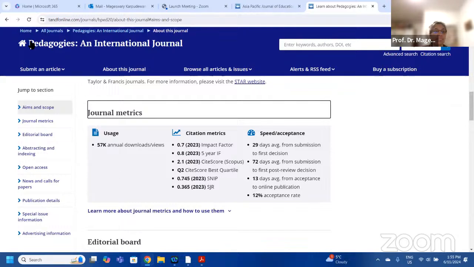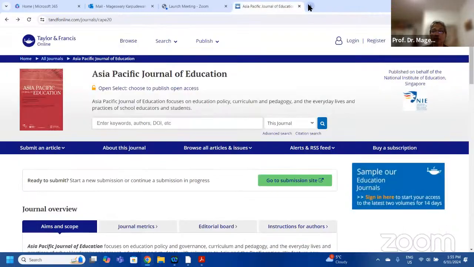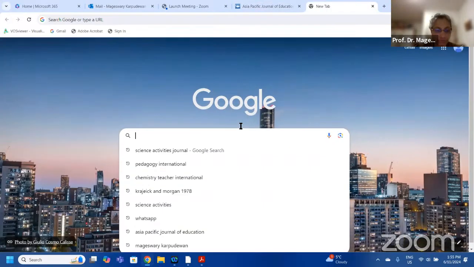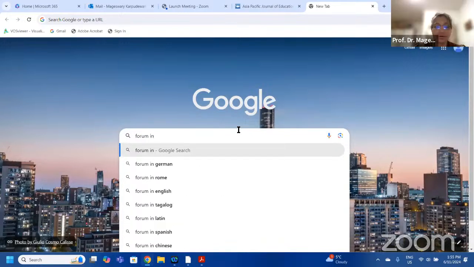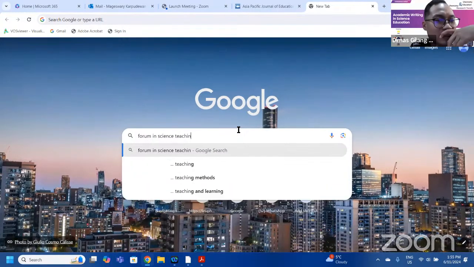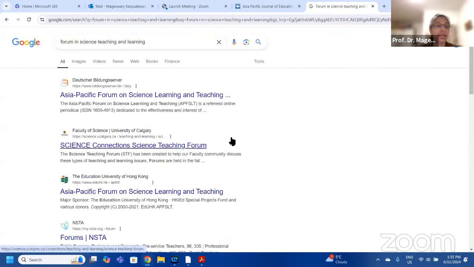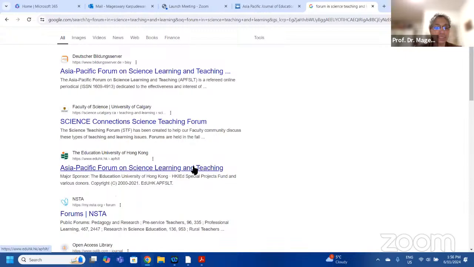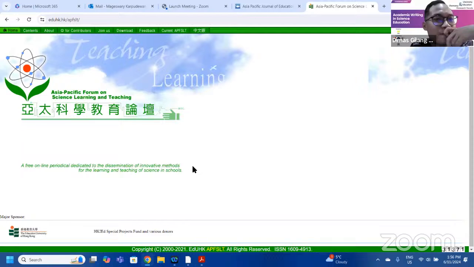There is also another journal. This is also quite a good journal, but it takes very long. Hong Kong, I'm not sure whether you know this or not. Science Education Forum from Hong Kong, on teaching and learning. This one is also okay. No payment, nothing. But the process of getting published is very long. But it's a good journal.